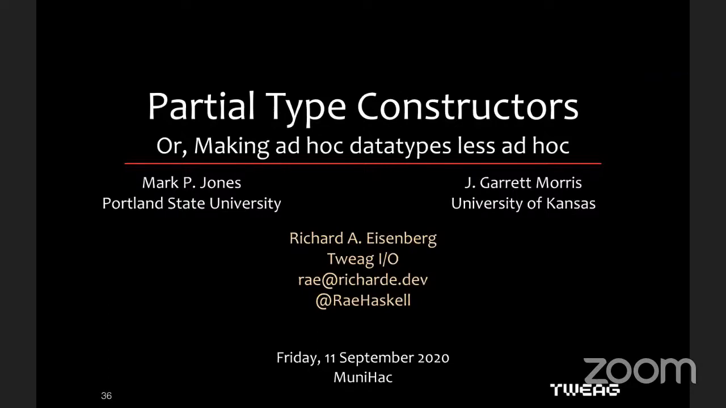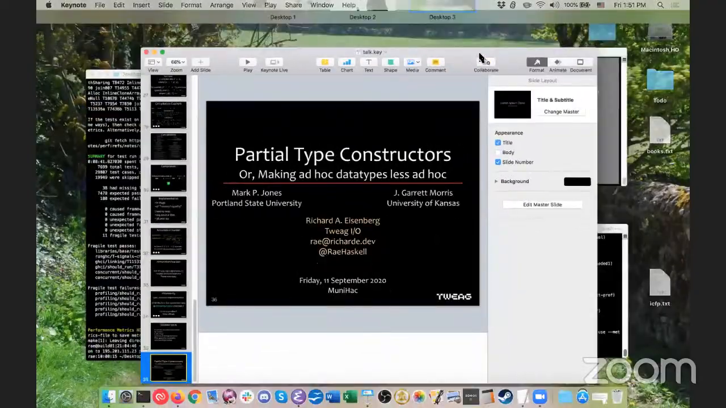The second functor law is the composition law: fmap applied to f point g is the same thing as fmap f point fmap g. Hold on, I need to write that down. I can't think that way. Just say that again. So you have fmap open parentheses f point g close parentheses is equal to fmap f point fmap g. Oh yes. Okay, that makes a lot of sense now.